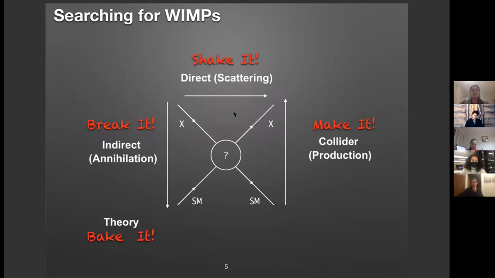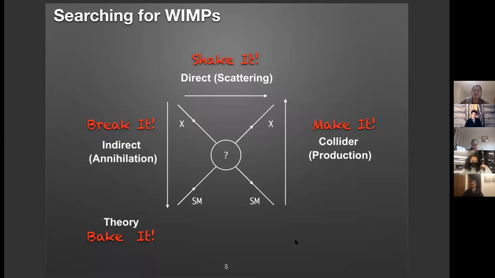So if we're reading this from top to bottom, we're looking for our X or chi dark matter particle, the unknown, to annihilate and create standard model particles. And so if we can see high energy standard model particles coming from places where we can't explain it from standard astrophysical processes, that could be a signature of dark matter. And so that's indirect detection from annihilation.